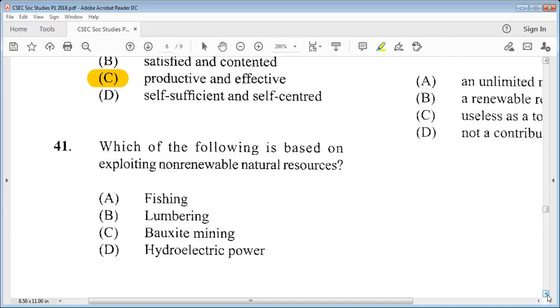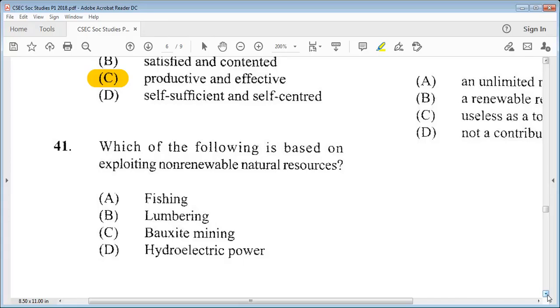We know non-renewable natural resources are resources that form extremely slowly, and those that do not form naturally in the environment. So is it A, fishing? No, that's not a non-renewable natural resource. That's a renewable resource. What about B, lumbering? That is not a non-renewable either. So our answer could not be A nor B. Those are renewable resources. Let's look at C, bauxite mining. Yes, bauxite would be a non-renewable natural resource.